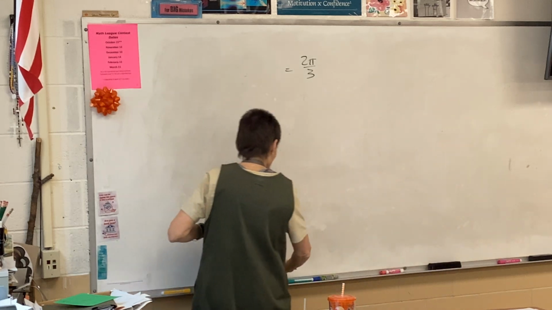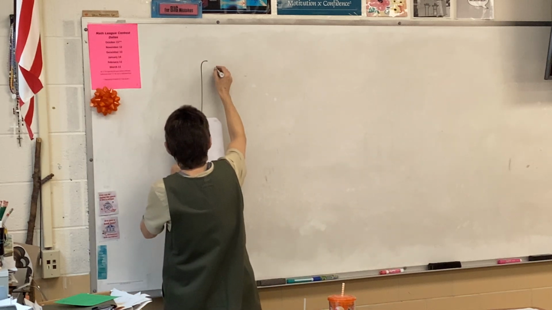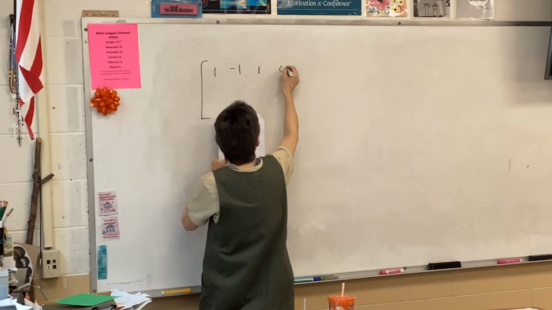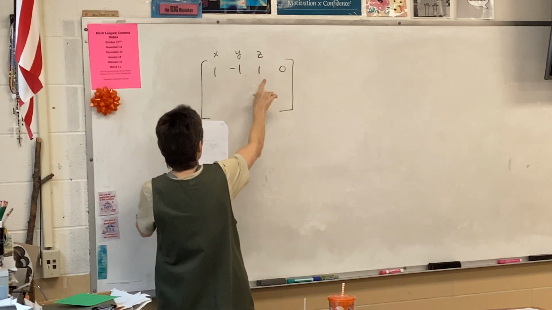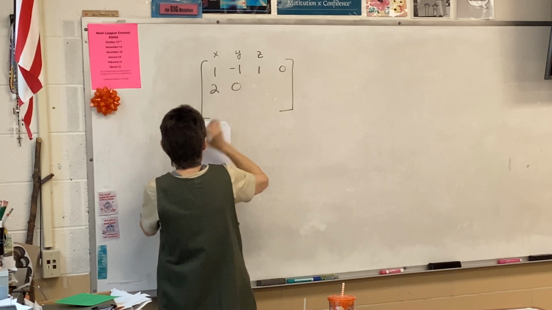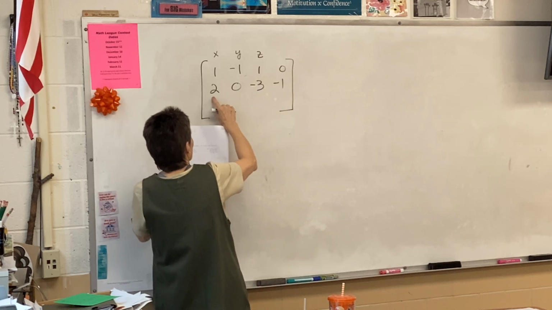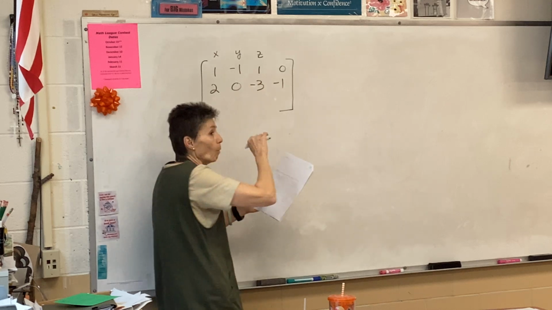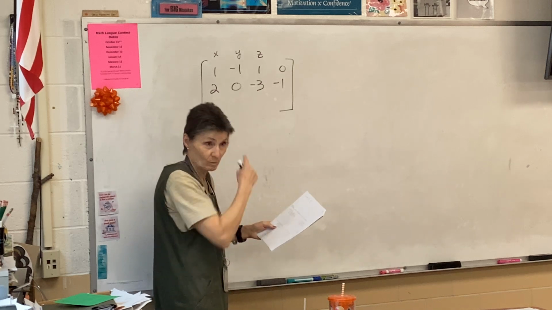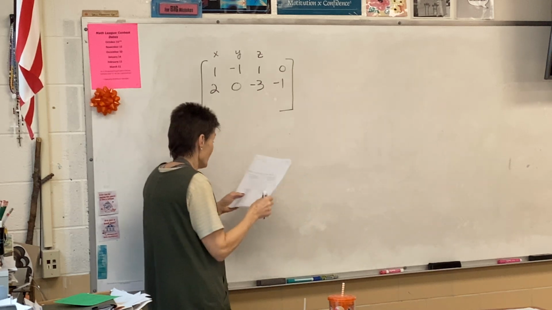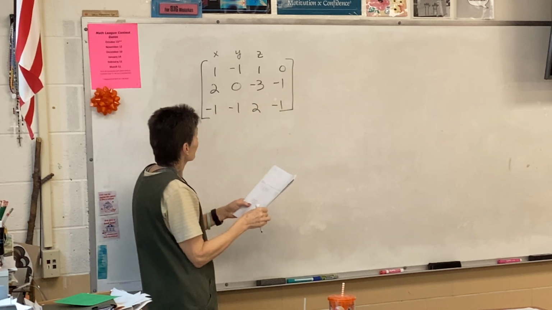All right, number 3. Remember yesterday we said that if a number is missing, this is my X, my Y, and my Z column. If a number is missing, I have to put a 0 in for it in its spot. So in the second equation, there is no Y. So I put a 0 in where the Y should be, in the Y column. And then I have -1, -1, 2, -1. Okay?